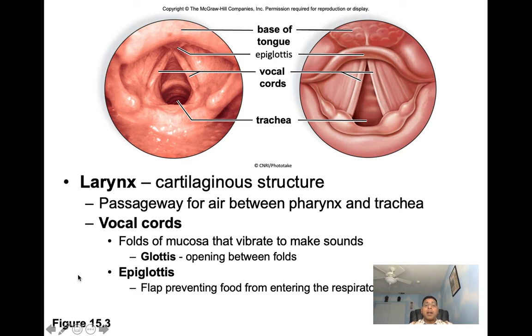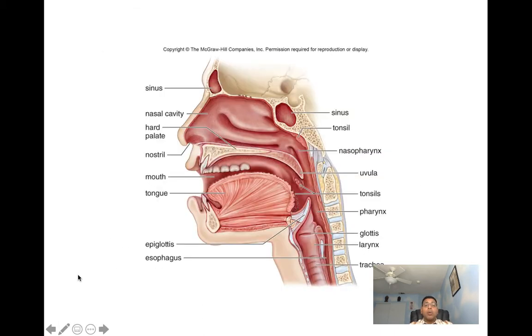When air is expelled, it causes the vocal cords to vibrate, producing sound. When food is swallowed, the larynx is going to move upwards. You can see here, the larynx is going to move upwards against this epiglottis. This epiglottis is a flap of cartilage that's going to prevent food from passing into the larynx, right? Because we want food to make its way down into the esophagus.